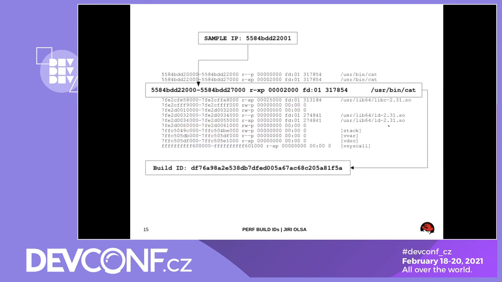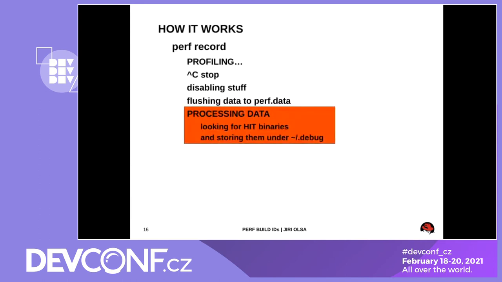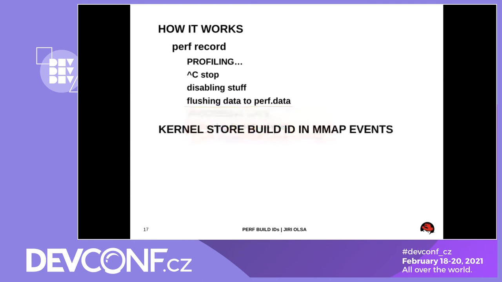I have a simple diagram showing what's actually happening. As I said, we go through every sample, and for every sample we have the IP address and the PID, the process identifier. So we find the process, and we find the memory portion where the sample happened, based on the IP address. We find the memory map, and the memory map has many things inside. One of those things is the full path of the file which is providing the data for the memory. We take that path, read its build ID, and store it to the debug cache. This is what this extra processing looks like.